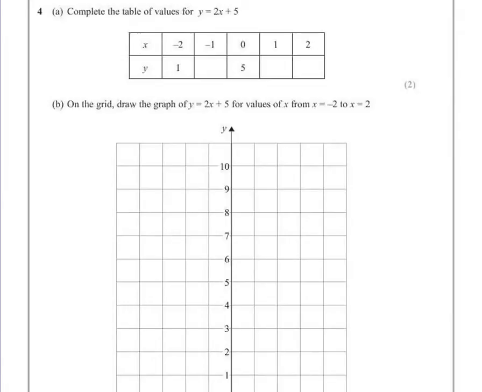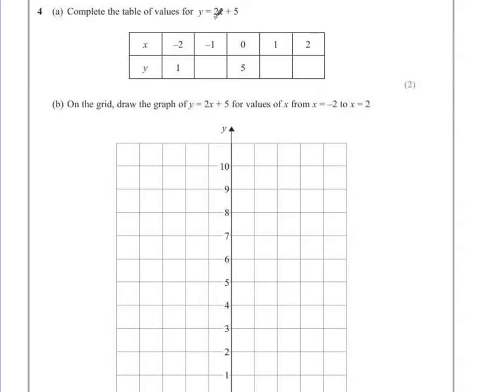Question 4, Part A. Complete the table of values for y equals 2x plus 5. Two of the values have already been completed, so we'll get 2 marks for completing all 3 of them, and maybe lose a mark if we get one of them wrong. So to guarantee that we get the most marks possible, we'll deal with the positive numbers first.